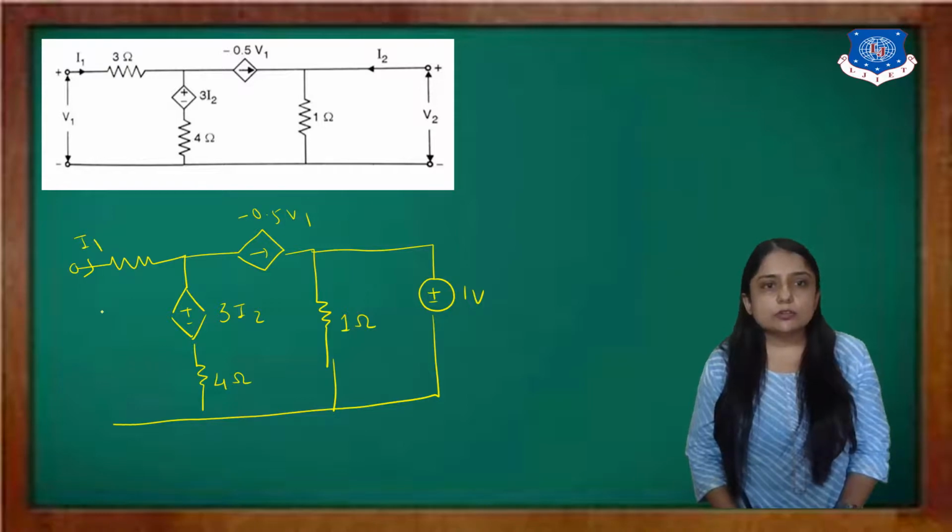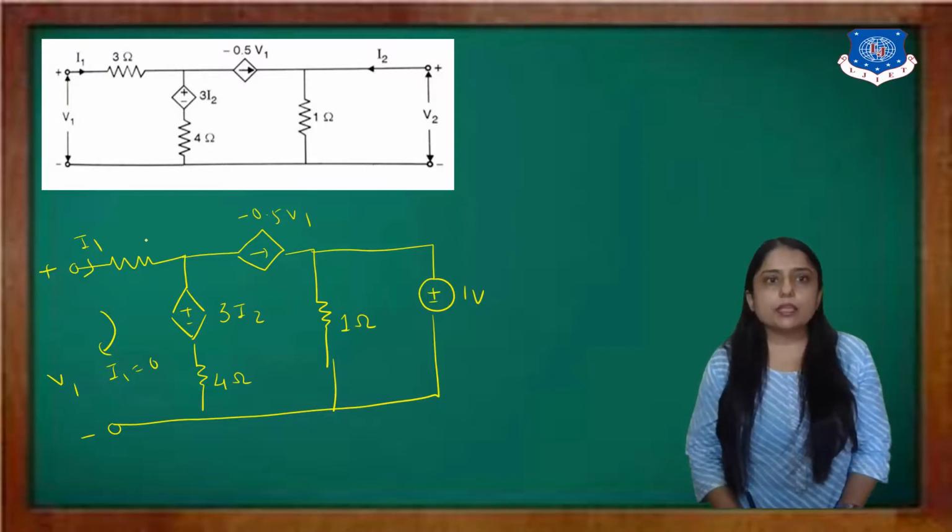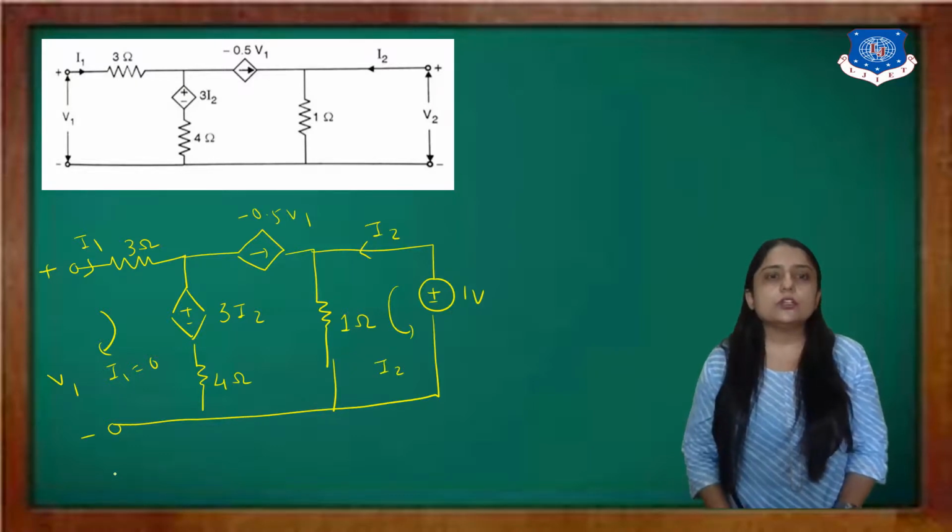This current I1 I have to consider as 0. And this is V1. And here it is 3 ohm. And this current is I2. Here we have a current I2.